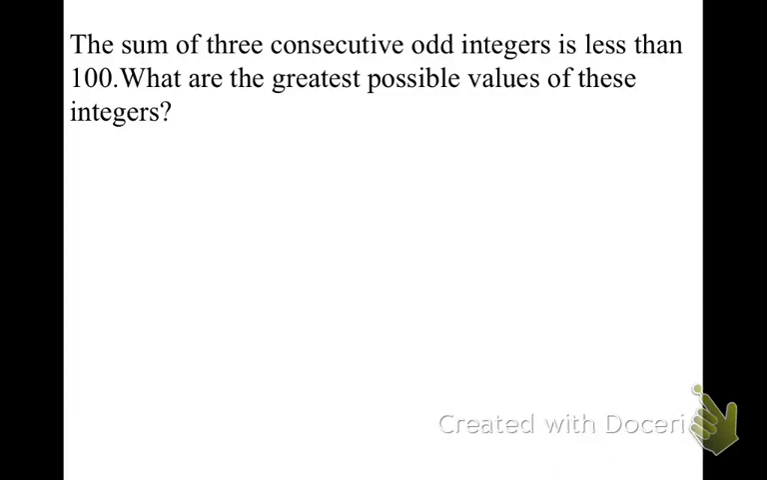Okay, this is the last problem for the day. So, the sum of 3 consecutive odd integers is less than 100. What are the greatest possible values of these integers? So our first step, as usual, is to define your unknowns. What are we going to call our first integer? It's actually our first odd integer. So we don't know what it is, so we are going to call it x.